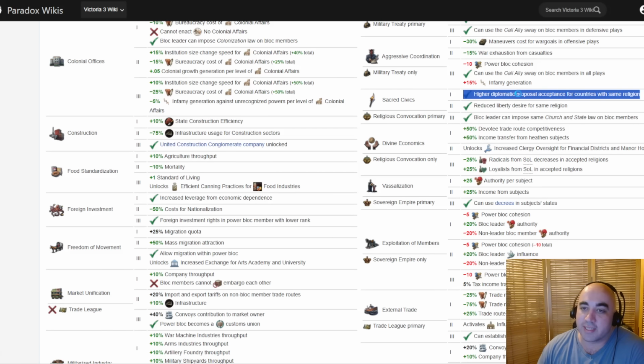Now, sacred civics is actually an interesting one that you can use in a timely fashion, mainly because Sacred Civics Level 1 is kind of a neat one, and is maybe something that's worth taking a point in just for a very short period of time, where you are going to get higher diplomatic proposal acceptance for countries with the same religion.